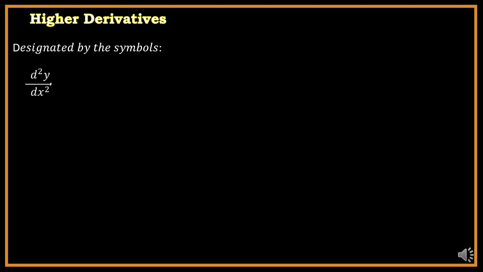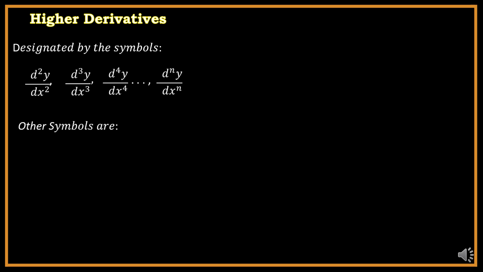And the third derivative, which is the derivative of the second derivative, is d cubed y over dx cubed. And the fourth derivative, which is the derivative of the third derivative, is d raised to the fourth power y over dx to the fourth. And the nth derivative is d raised to n y over dx to the n.